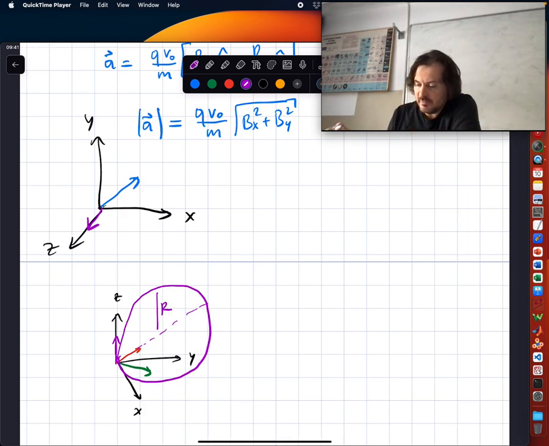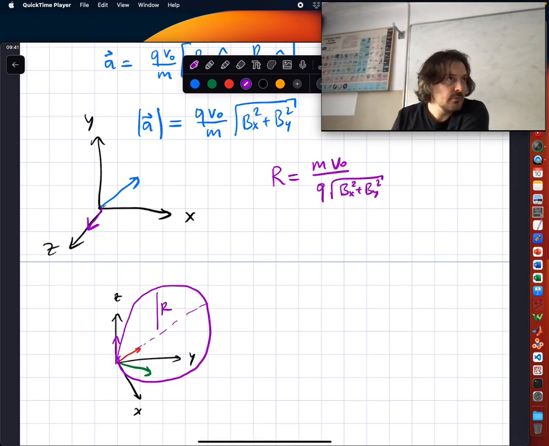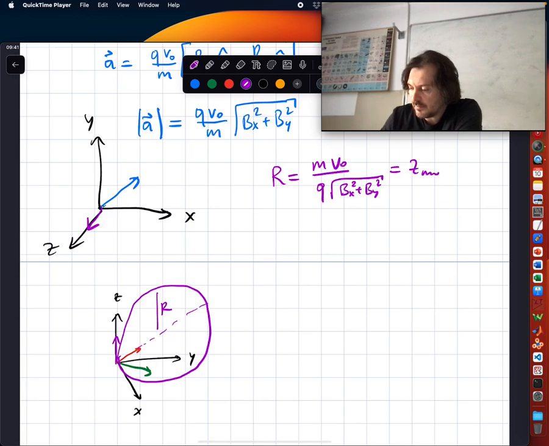We need to just find R. Do you remember the expression for R? mv over qB. Yes? What is v? v0. What is B? B is the square root of Bx squared plus By squared. Right? Everybody agrees with this? So z max will be this value R.